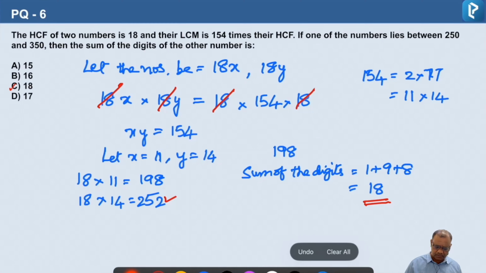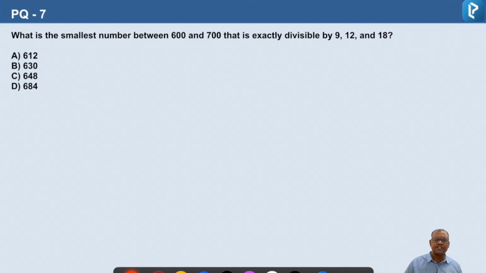Question number 7. What is the smallest number between 600 and 700 that is exactly divisible by 9, 12 and 18? So here also we have to find the LCM of these three numbers. So the LCM of 9, 12 and 18.